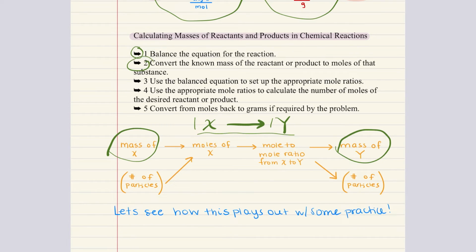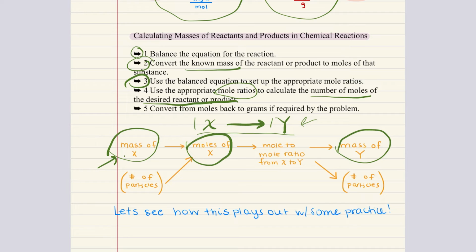Second step is you want to convert the known mass of the reactant or product to moles of that substance. So if we're given mass of X, the first thing that we want to do is convert it to moles of X. And we can do that using molar mass. The third step is then to use this balanced equation of 1X gives us 1Y to use appropriate mole ratios to then calculate the number of moles of the desired reactant or product.